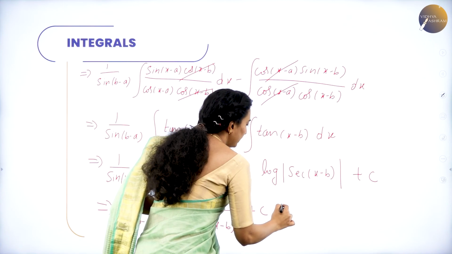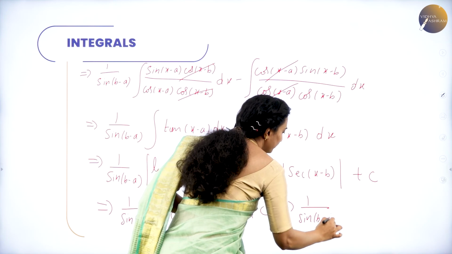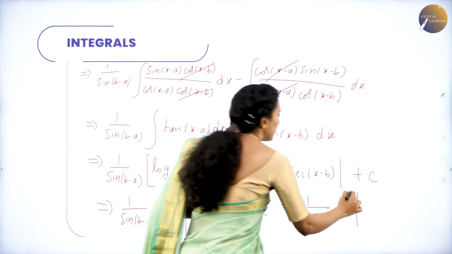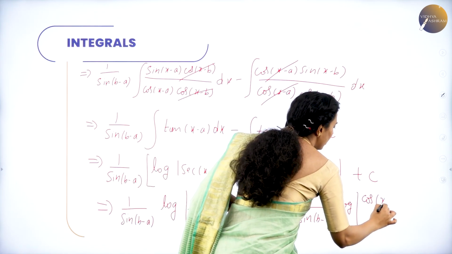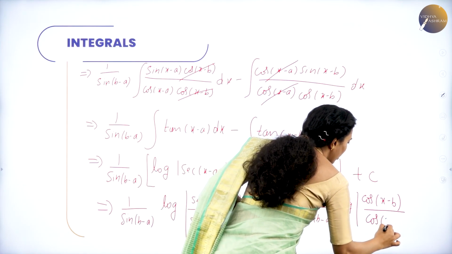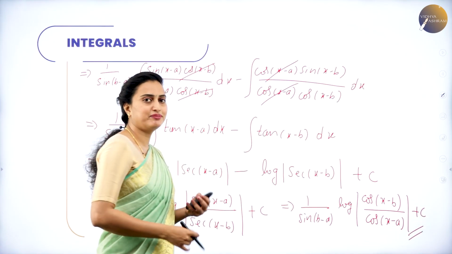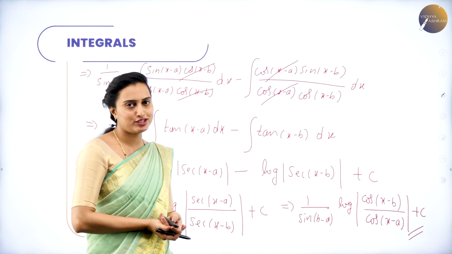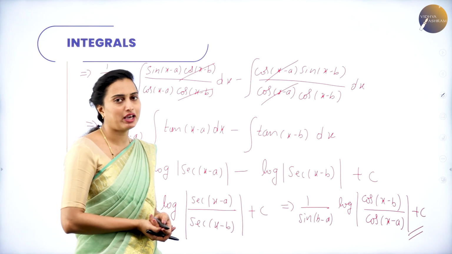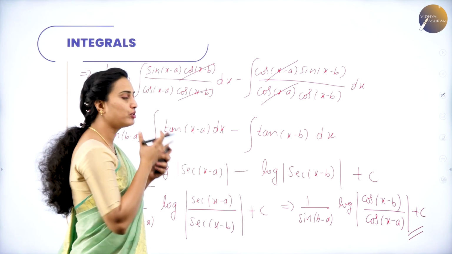Other answer also can be written as 1 over sine of b minus a into log of, so how I can write this one as cos of x minus b. Cos of x minus b. Again, secant of x minus a can be written as 1 over cos of x minus a, plus c, and this is your answer. I hope you understood this one, how to solve by doing a multiplication of sine of b minus a to the numerator and the denominator. Now, you got how to solve this problem.